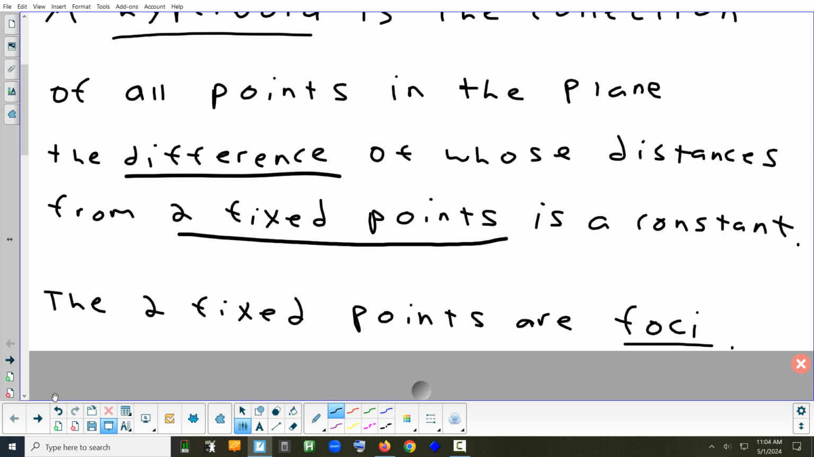So you're going to take your point on the hyperbola, measure the distance from your point to the first focus, measure the distance from that point to the second focus, and subtract those two numbers. That will always come out to a constant. The constant that it comes out to, I don't know. It depends on the hyperbola. Okay, but it always comes out to a constant.